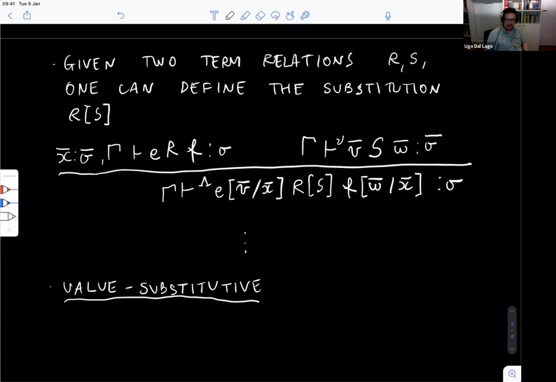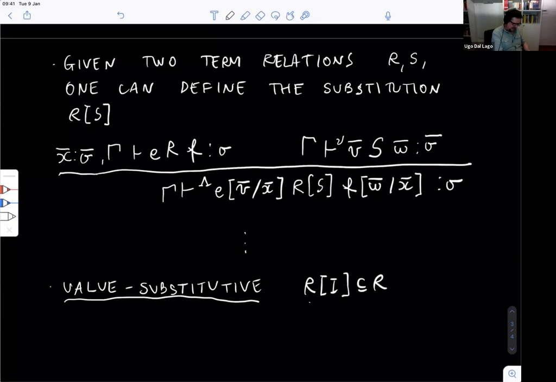When it is such that Ri is a subset of R. So this is a very simple way of formulating value substitutivity. What does it mean? It means that whenever you start from something in relation with R and you substitute some of the free variables in it with identical values, you still get something in relation according to R. So that's the usual notion of value substitutivity, only it is formulated with the help of the relational calculus in a very simple way.